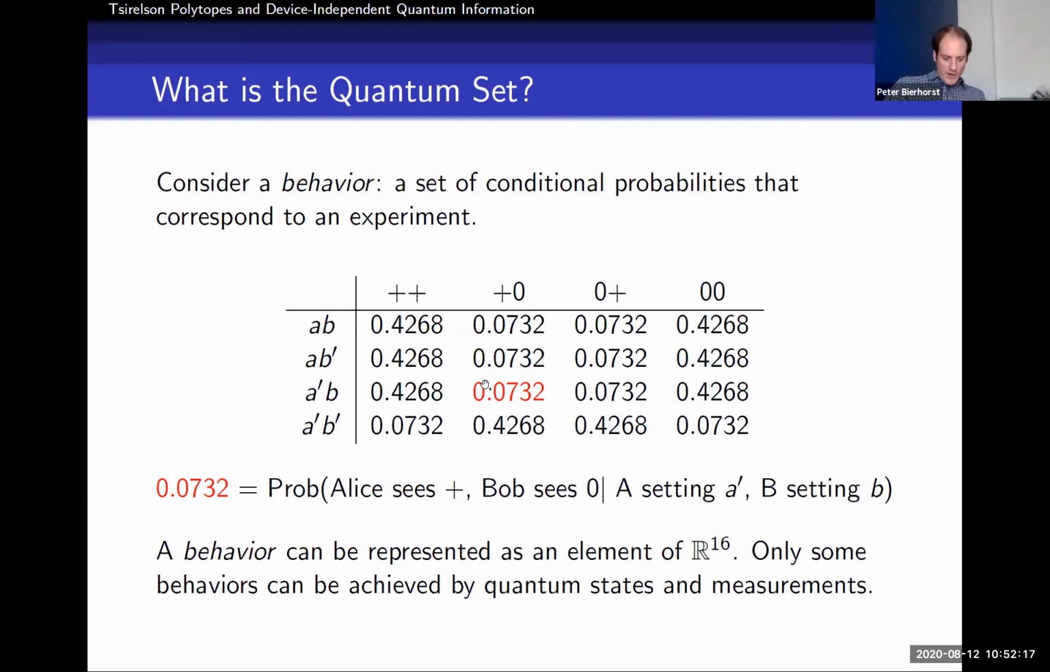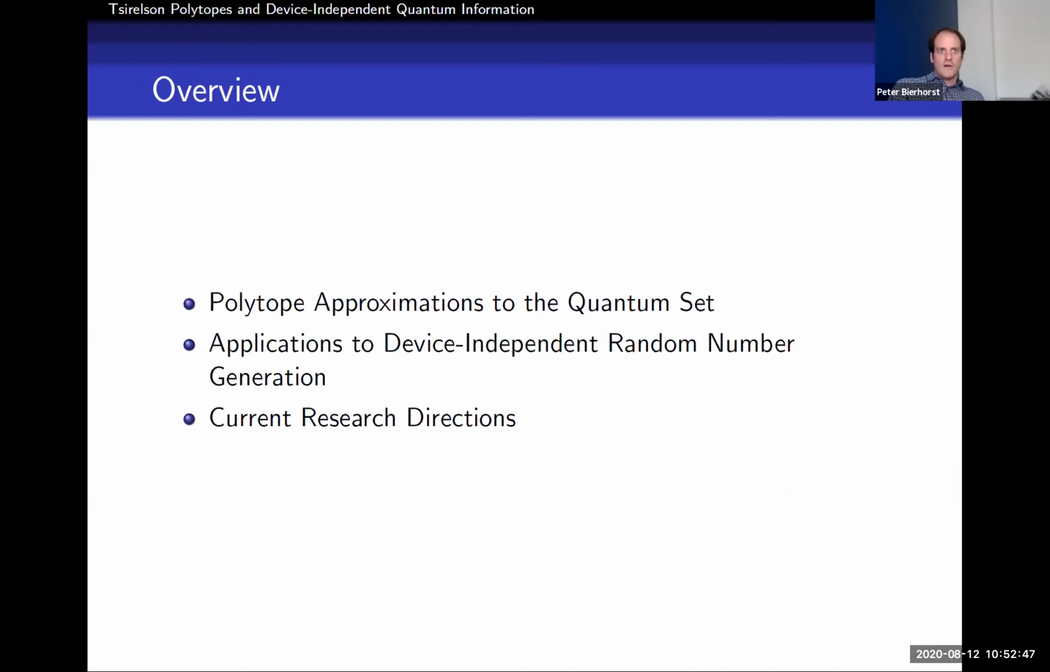So what we're going to be talking a lot about is thinking about this set of quantum achievable probabilities and asking, how can we describe that set as a subset of R16, a 16-dimensional vector space? That'll allow us to get a sense for what probability distributions are quantum and which ones are not. So going back to my first slide, I'm talking about polytope approximations to the quantum set.